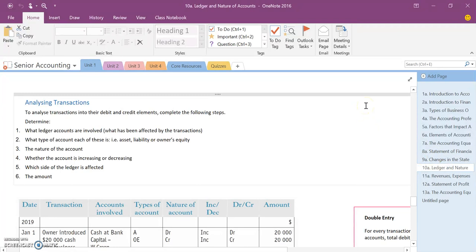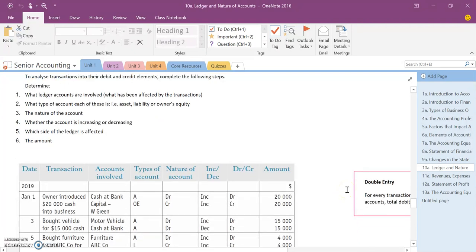So what we're looking at today is we're going to be analysing some transactions, and I know we spoke briefly about this at the end of last week. When we're analysing our transactions, we're trying to separate them into their debit and credit components. We need to do a number of steps to do that, and we use what's called a transaction table to help us. When we look at each transaction, we are looking at what ledger accounts are involved. Okay, so what accounts have been affected by that transaction, and what type of account they are. Are they assets, liabilities, or owner's equity? What is the nature of that account?